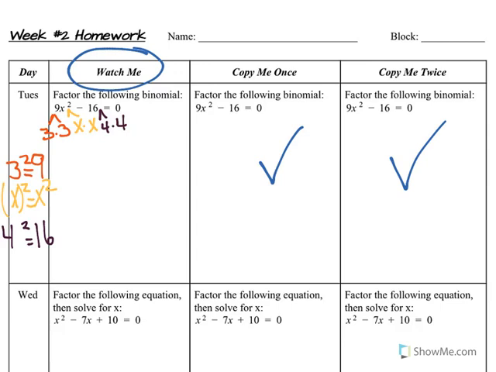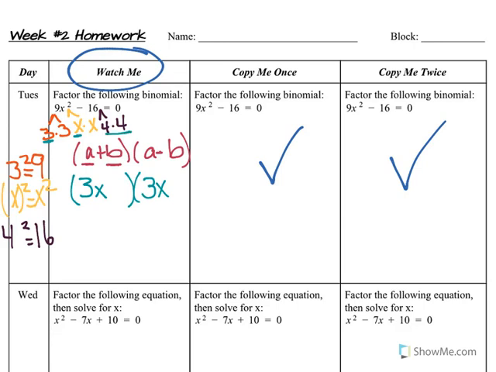Now, we do have a rule that says when we have a binomial that's the difference of perfect squares, we do a plus b, a minus b. And what that means is we take the breakdown of the first term, so the breakdown of the 9x squared, and put it in the front, and then the breakdown of the back term, in this case 16, and put it in the back. So our a is going to come from the front. It's going to come from the 3 and the x. So in both sets of parentheses, we're going to have a 3x.